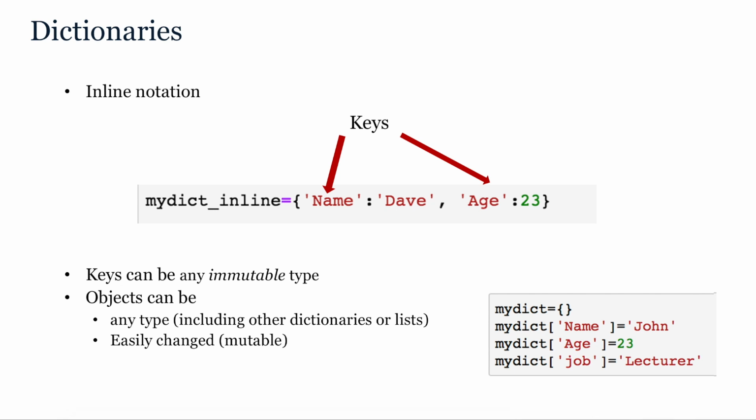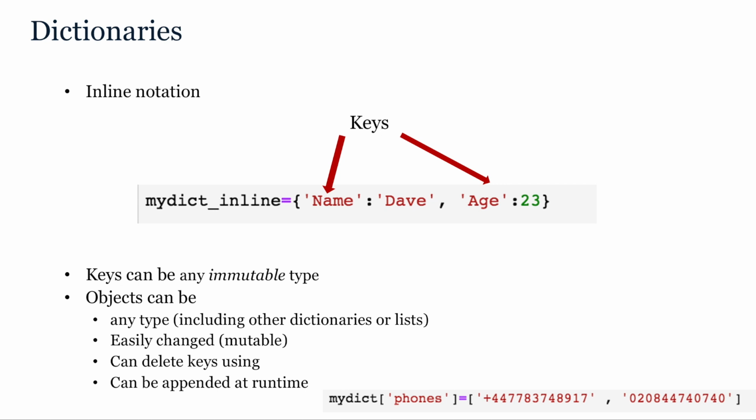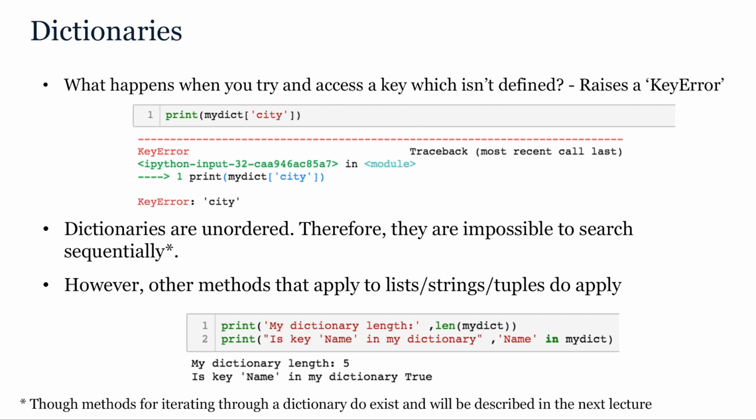We can also delete keys using the del keyword and append the dictionary with new keys at any point during runtime. For example, here we've added a new key, phones, with a list of phone numbers. Finally, what happens when you try and create a key that hasn't been defined? It's going to raise a key error exception.